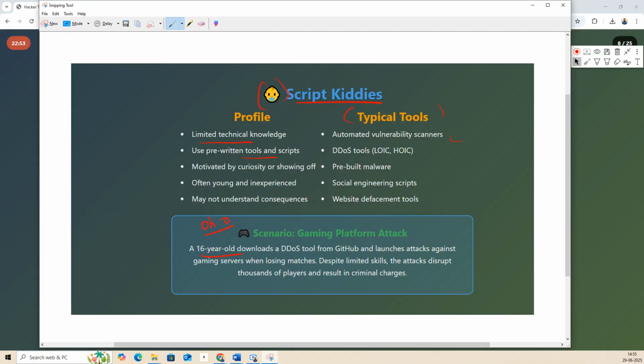The lesson here is that you don't need to be a sophisticated hacker to cause serious damage. Easily available tools combined with poor judgment and a lack of understanding about consequences can be incredibly destructive. Every organization needs to prepare for script kiddie attacks because they are the most common. Your defenses need to work against both sophisticated nation state actors and angry teenagers with downloaded tools.